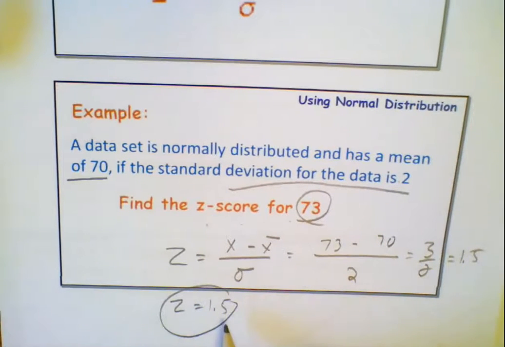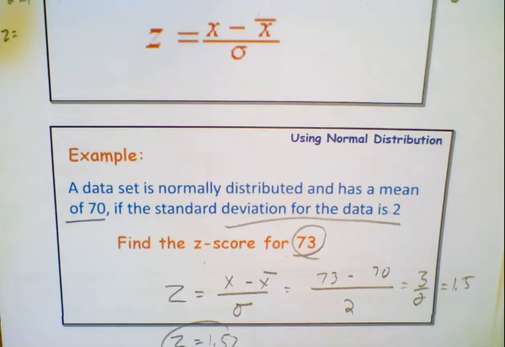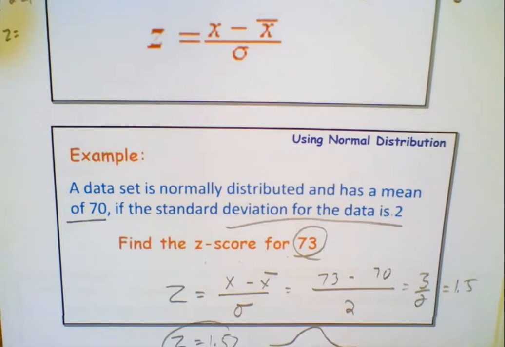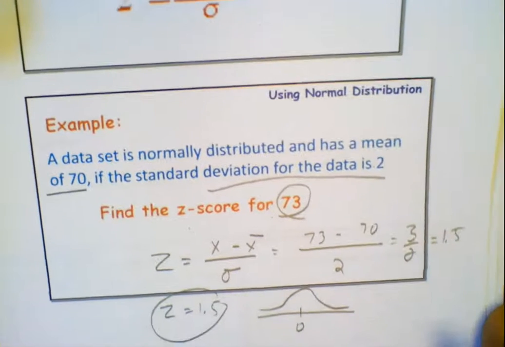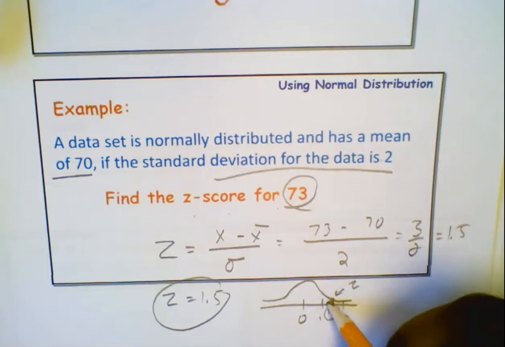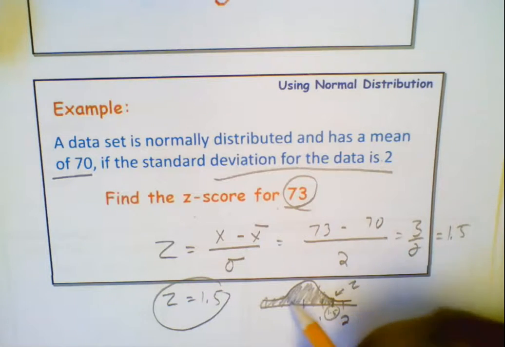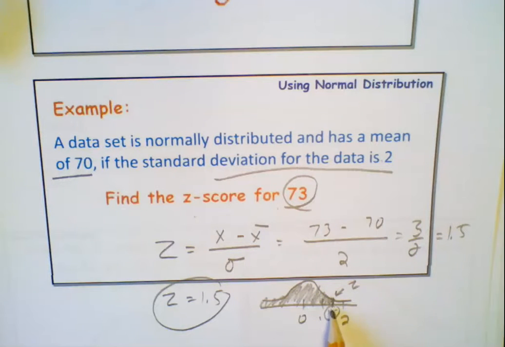So it's to the right of the mean because it's positive, and it's at 1.5. That z-score will look like this. This is my mean at 0. This would be 1. This would be 2. And that z-score would be right there at 1.5. Basically, it would be all the areas shaded to the left of that number. So the picture of that z-score would be all the areas shaded to the left of 1.5.